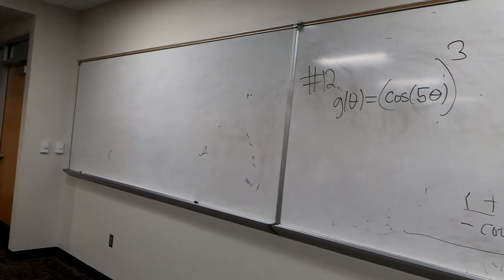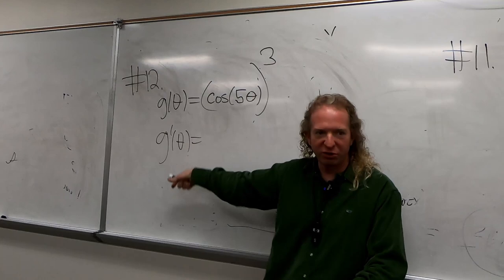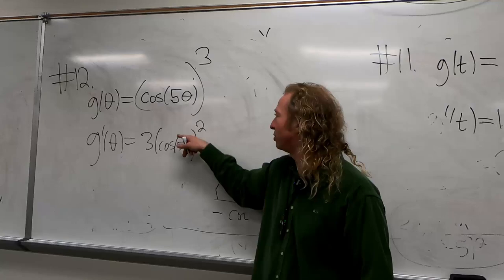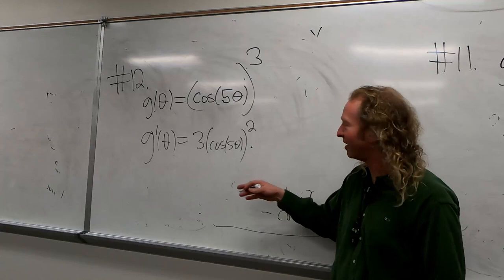So g prime of theta. This is something to a power, right? So you leave the inside untouched. You put the 3 in the front. So 3 cosine 5 theta to the what power goes here? 2, dos means 2 in Spanish, times. What's the derivative of cosine? Negative sine. So when you do this, by the way, I noticed Ethan did it right. Sorry, I'm just calling out Ethan. But I know sometimes people do it wrong.